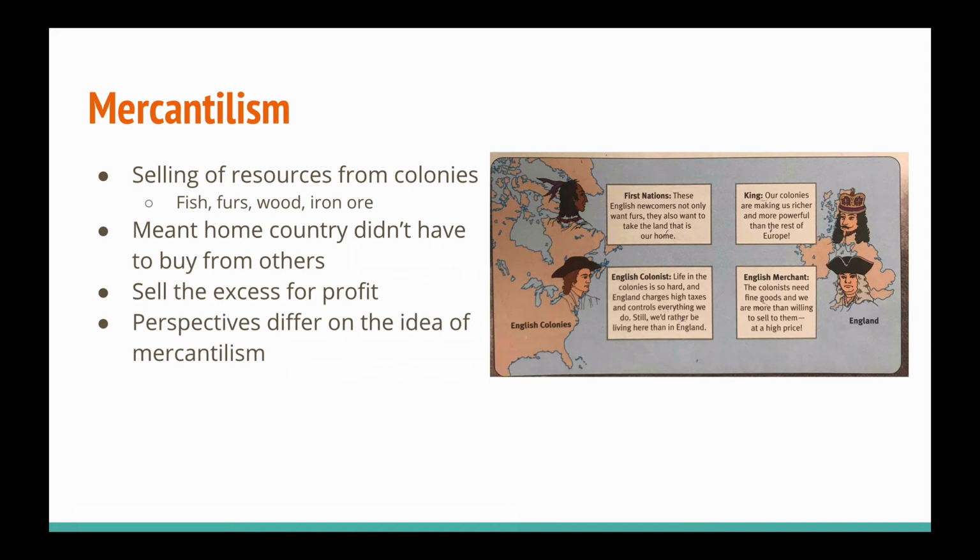And the perspectives on this idea of mercantilism are definitely going to be a lot different depending on where you are. And we'll take a look at this image right here. This is mercantilism. So the king, we're going to start in the top right-hand side. The king's perspective is going to be, well, our colonies are making us richer and more powerful than the rest of Europe. So the king is going to love this idea of mercantilism.